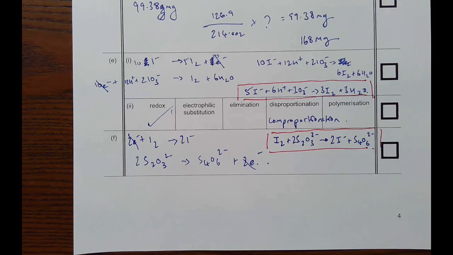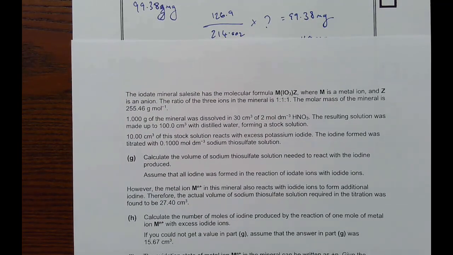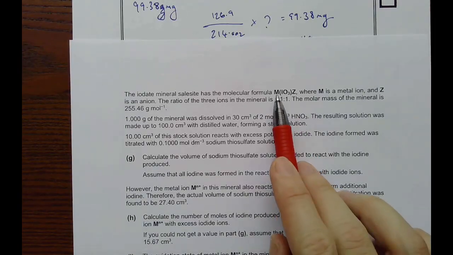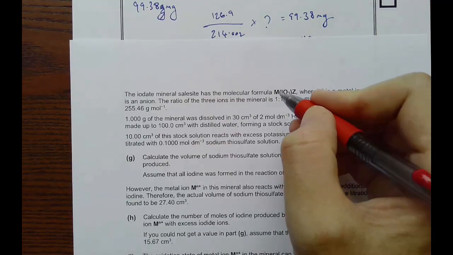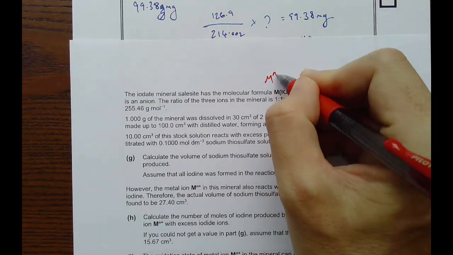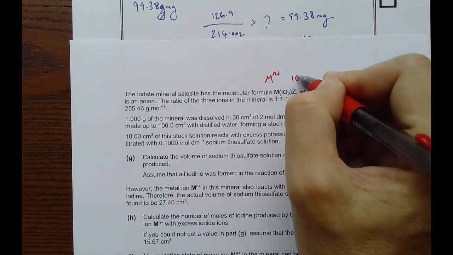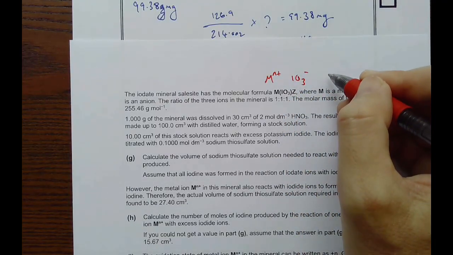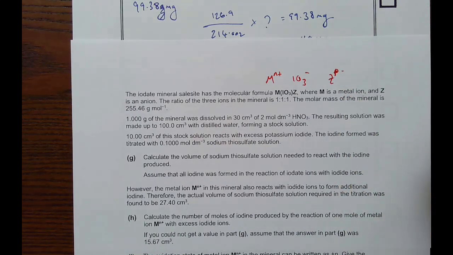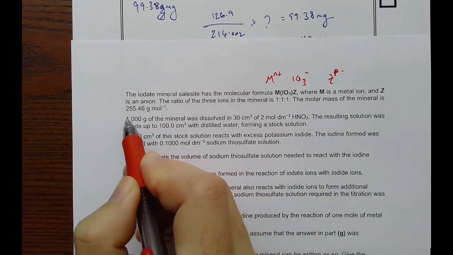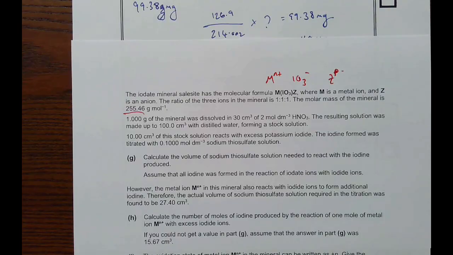But let's carry on. So next we have the iodate mineral, which is this, where M is a metal ion and Z is an anion, and the ratio is 1 to 1 to 1. Okay, so I've got M^n+, we don't know what the charge is on that. We've got IO3^-, and then we've got Z, we can't use M, P minus, or whatever. All right, but it's 1 to 1 to 1. Okay, and we're told the mass is 255.46, which is easy to gloss over, but will be important later on.